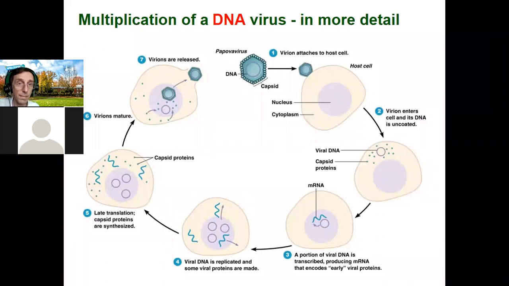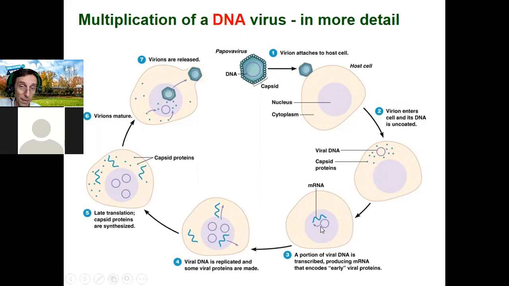So let's look at the multiplication of the DNA virus in more detail. The DNA virus, and specifically it's papovirus, but we're just talking about DNA virus in general, will attach to the cell membrane and be brought into the cell. The viral DNA will be translated into viral messenger RNA. The viral messenger RNA will leave the nucleus, go into the cytoplasm, and be translated into viral proteins, specifically the capsid proteins of the virus.